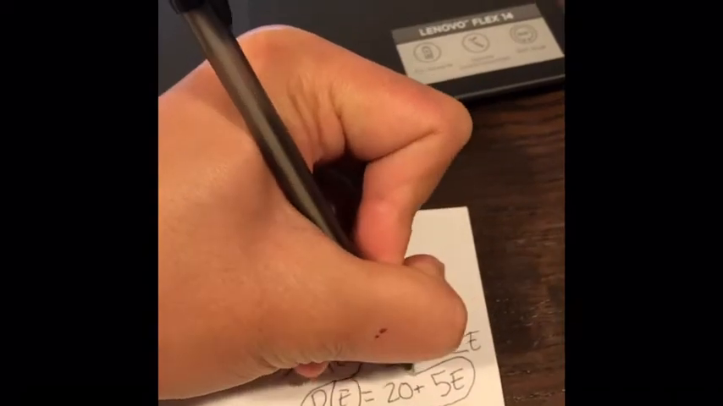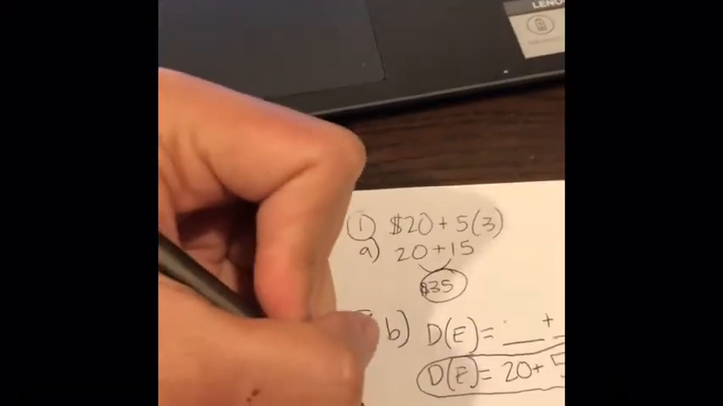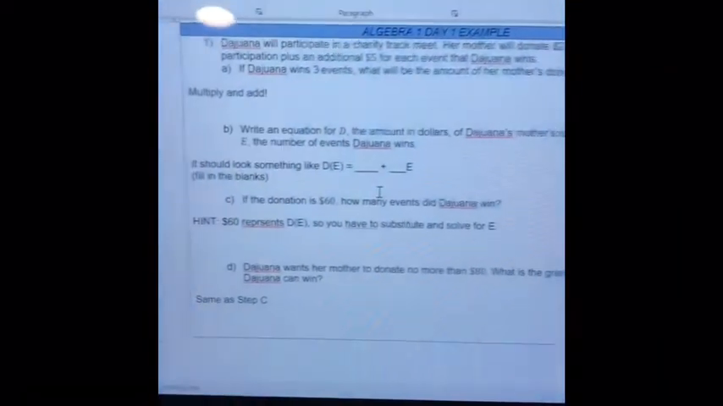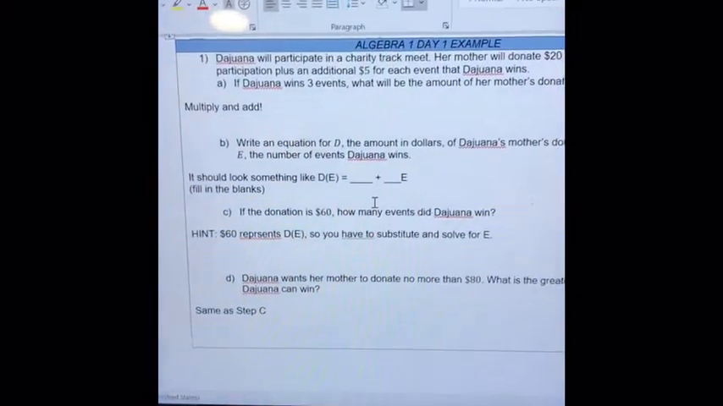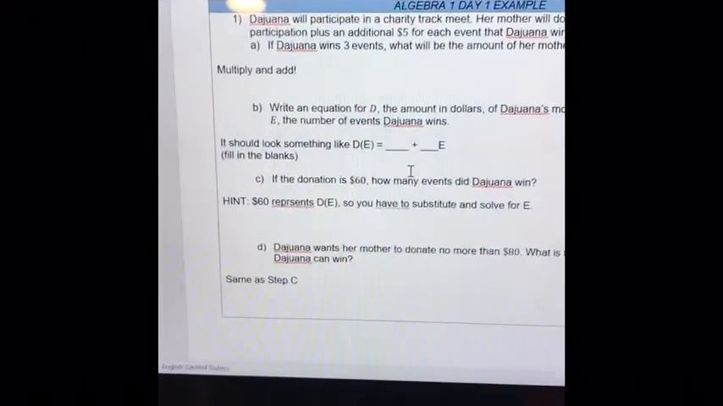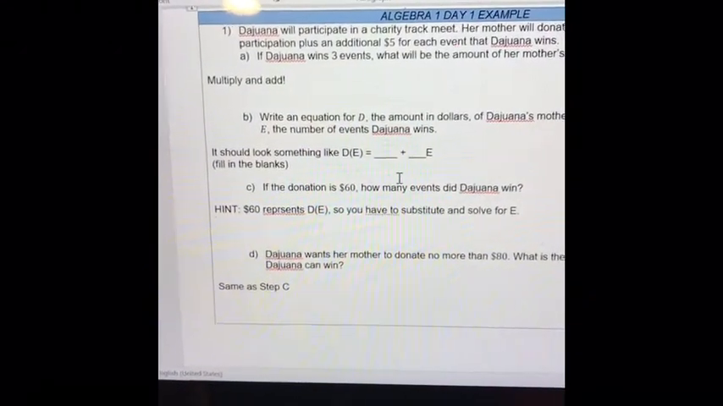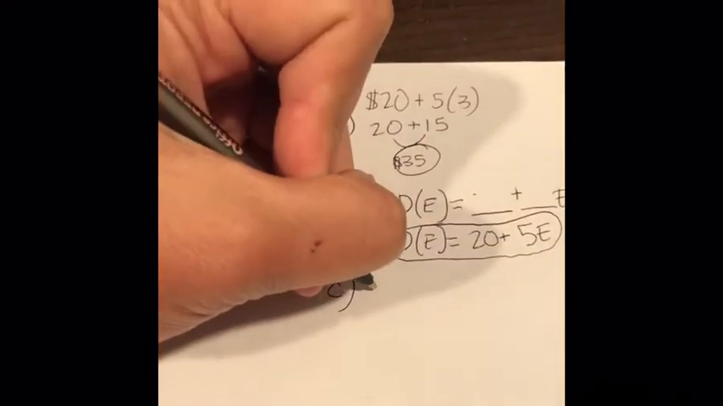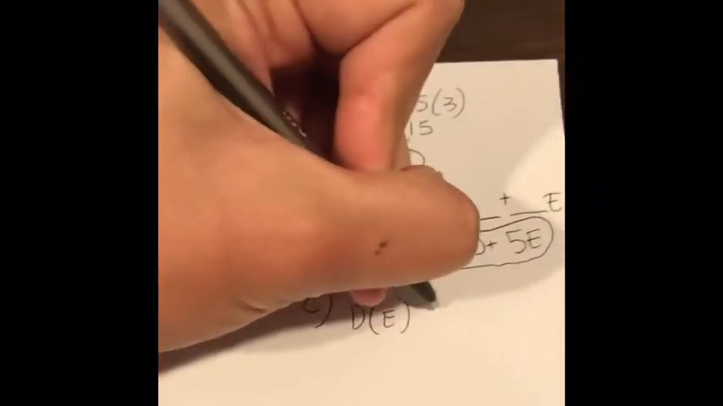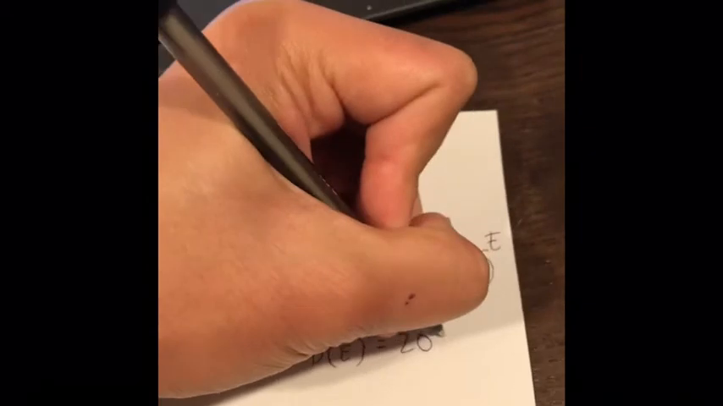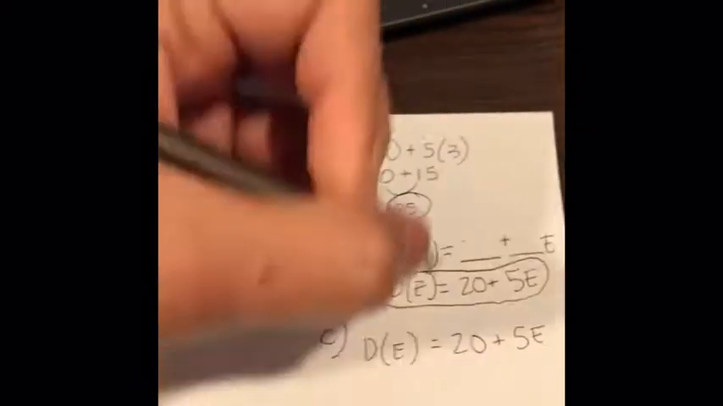It's hard to record and write at the same time. All right. C. If the donation is 60, how many events did Dayana win? Hint. 60 represents D of E, so you have to substitute and solve for E. So let me just rewrite this so it's nice and clean. D of E equals 20 plus 5E.